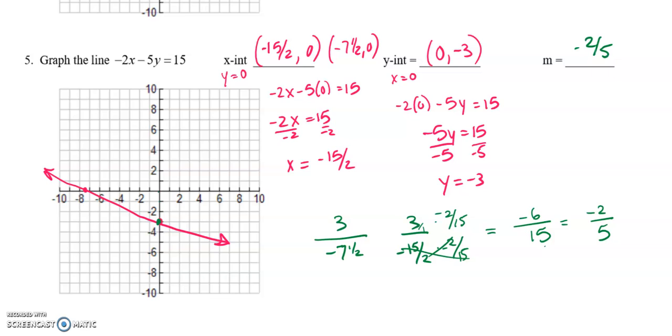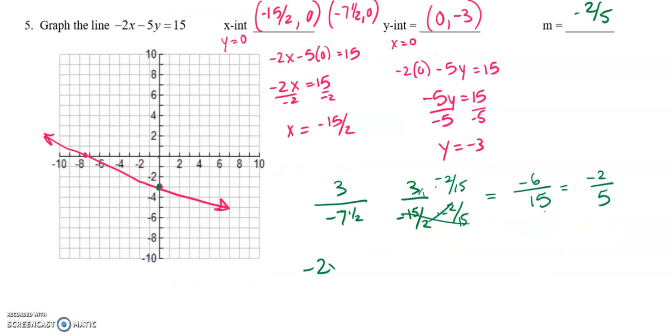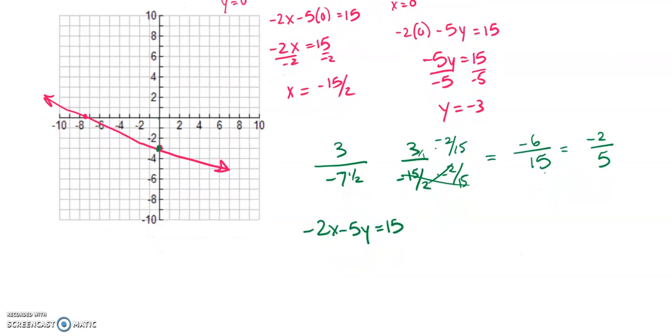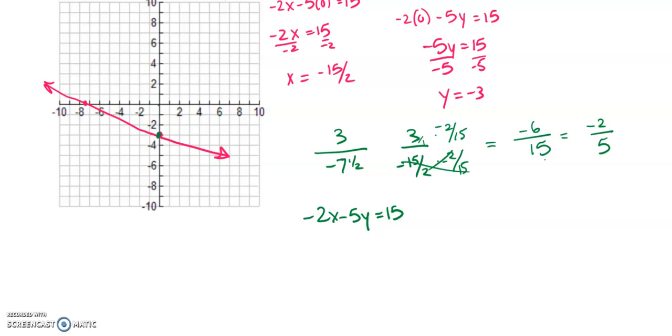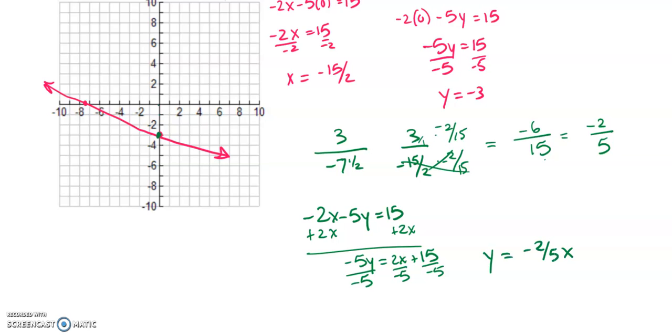Now you say, I don't know about that. I don't like that complex fraction stuff. That complex makes it hard. You can always go back to the original problem, and you could always put it in y equals mx plus b form. Add 2x to both sides. Negative 5y equals 2x plus 15. Divide everything by negative 5. That gives you y equals negative 2/5 x minus 3.